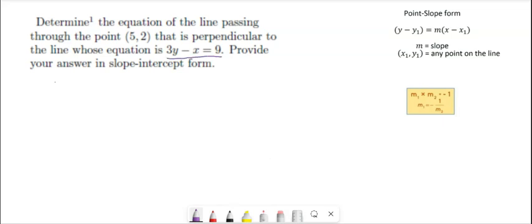So we have 3y minus x equals 9. What we want to figure out from here is the slope of this line. We're going to call it m. So in order to find m, I need to solve for y and put it into the slope-intercept form. So this is going to be moving the x first. It's going to be 3y equals x plus 9. The minus x became plus.